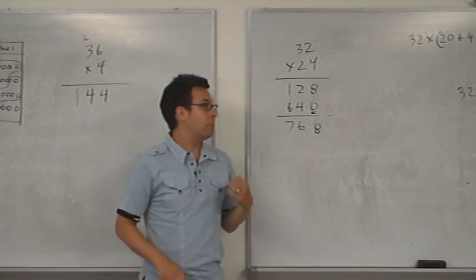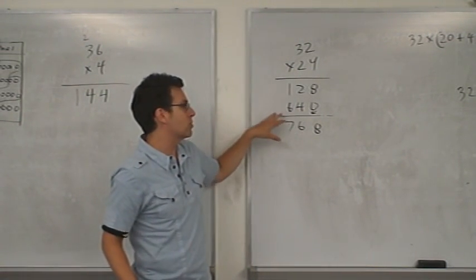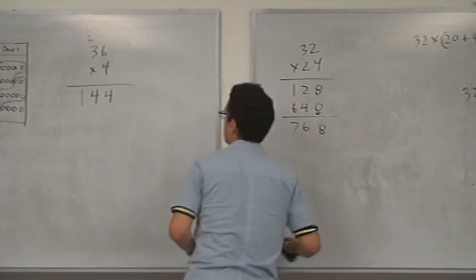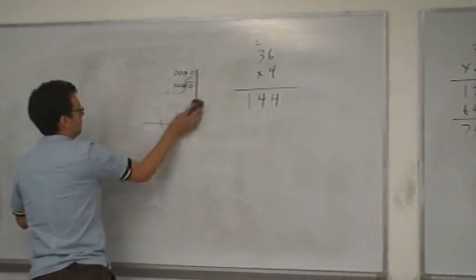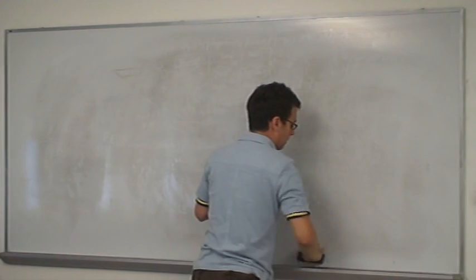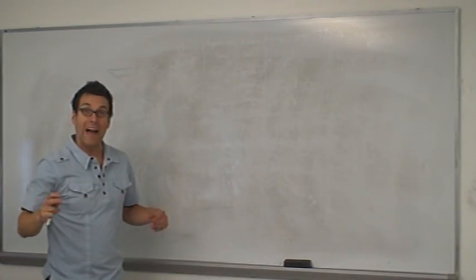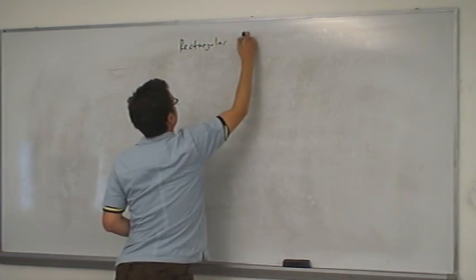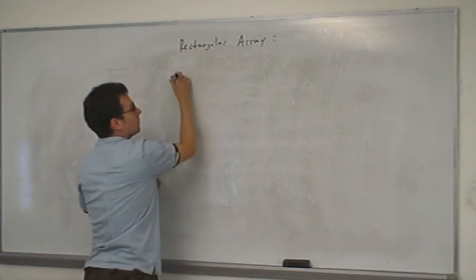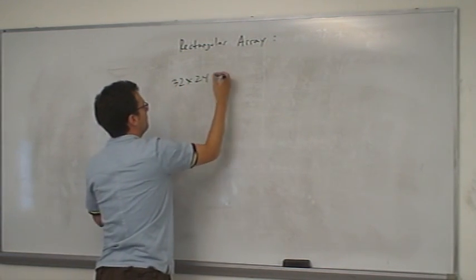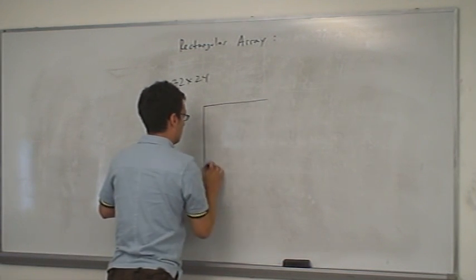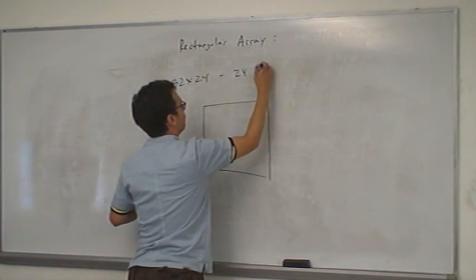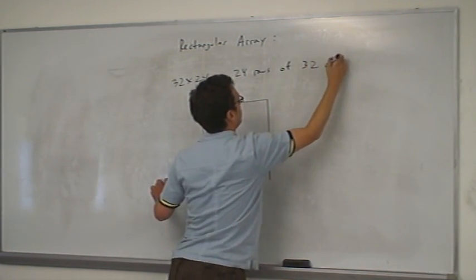Now, there's also a pictorial way to obtain these so-called partial products that arise in a multiplication problem. And this can be useful for students that are having a hard time seeing the distributive property written out so-called algebraically. We can use a rectangular array. 32 times 24, again, we can think of as 24 rows of 32 objects.